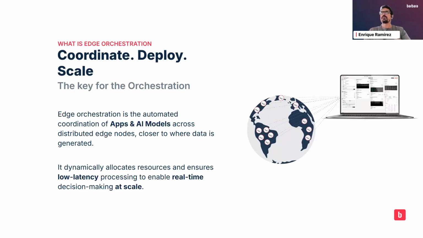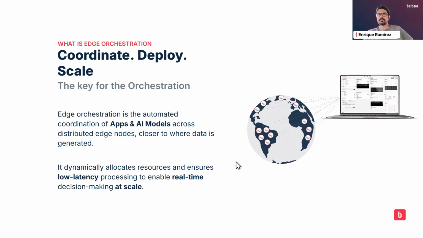We're talking about network communication, all this kind of thing. I can also deploy applications, and I can also deploy AI models remotely from a single central location in a single click, which is very important. That is exactly what Barbara does. So how do we do that?